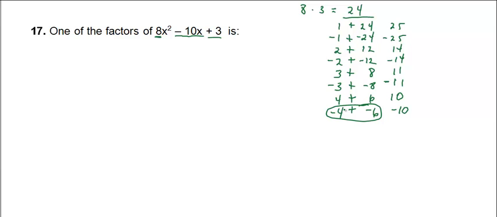So what we're going to do is rewrite our polynomial using these two terms to rewrite the middle term of negative 10. Order does not make a difference. So I'm going to make it 8x squared minus 4x minus 6x plus 3.